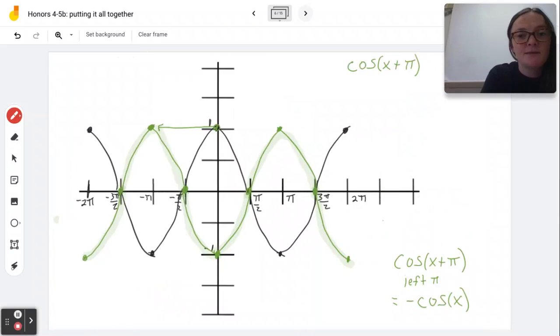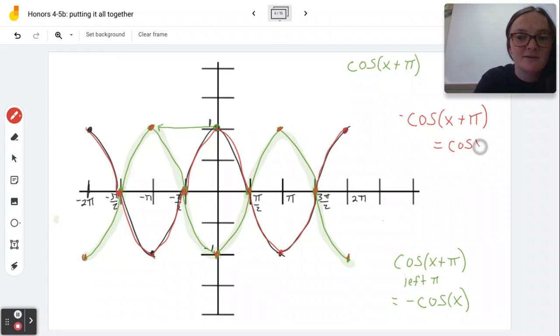So let's do that. If I reflect the green graph across the midline, let me highlight all of my points that I need to flip. You're going to see that it actually turns into the original cosine graph. So the negative cosine of x plus pi is the exact same thing as just writing cosine of x. And so that's something interesting. So negative cosine of x plus pi, believe it or not, is the same as just graphing regular cosine of x. All right, let's move on to the next problem.